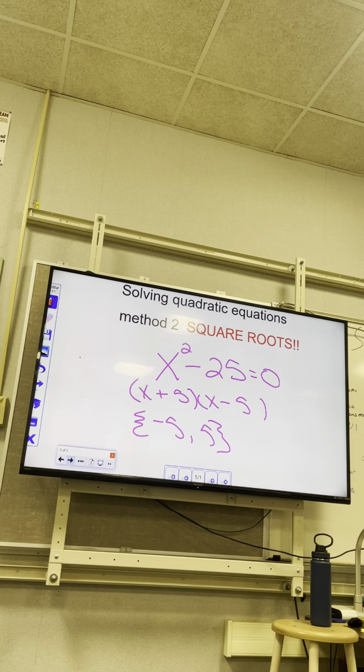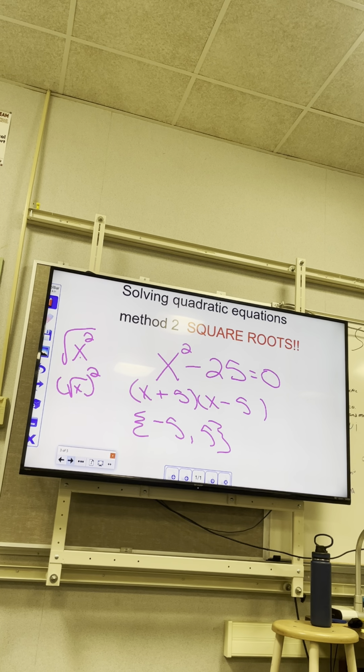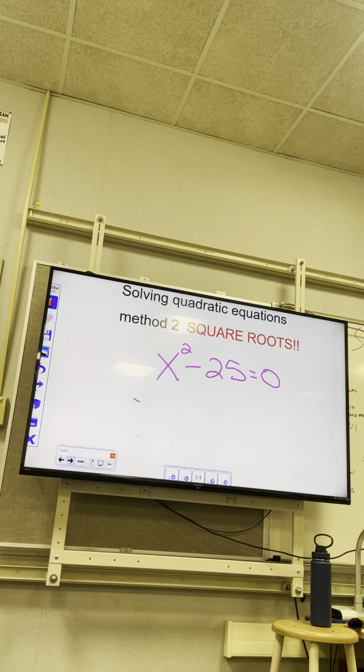We're going to use square roots. The first thing you ought to remember from 8th grade is that squaring and square rooting are opposites. They undo each other, right? So if I have a square root sign and I square it, they cancel. Or if I have a square and I square root it, they cancel. That's their job, right? You all know that. So let me show you how I would do this problem.